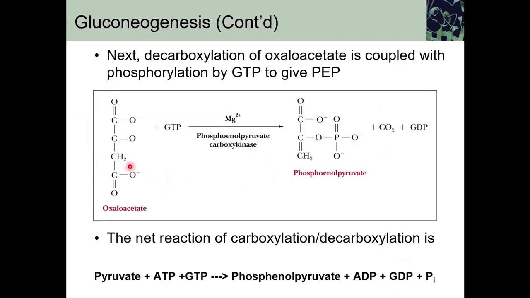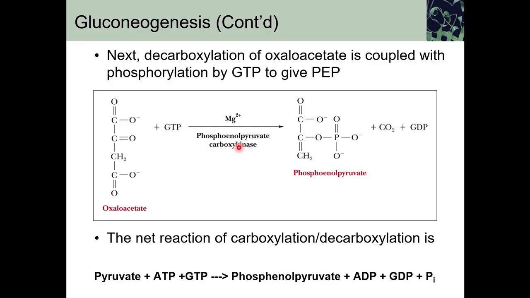Now, the oxaloacetate then undergoes reaction with GTP, catalyzed by phosphoenolpyruvate carboxykinase, into phosphoenolpyruvate. The phosphoenolpyruvate is then utilized in the synthesis of glucose.